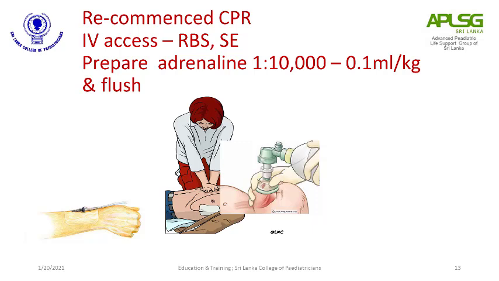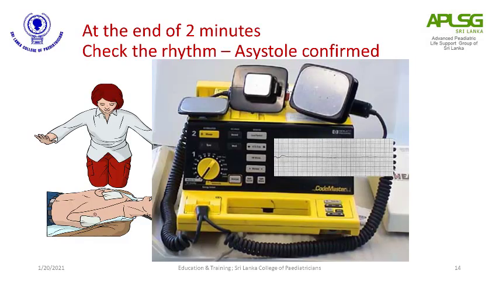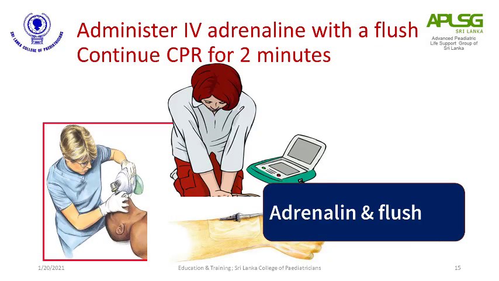At this moment, the 2 minutes is over and it's time to do the next rhythm check before giving adrenaline. At the end of 2 minutes, pause the chest compressions. Check the rhythm again. Asystole: confirm and reconfirm that the leads are not disconnected. After confirming asystole, start chest compressions and bag valve mask ventilation at a 15:2 ratio.